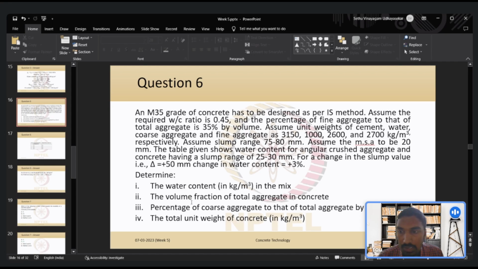The second question is to find the volume fraction of the total aggregate in the concrete. Okay, so how do we find the volume fraction of the total aggregate in the concrete?